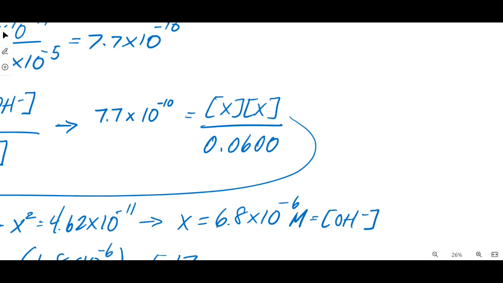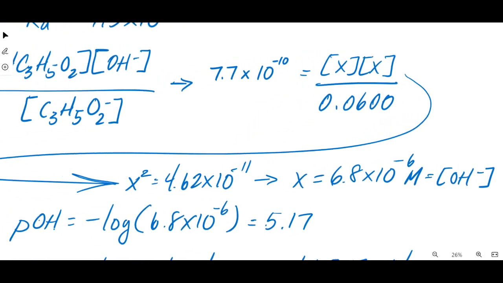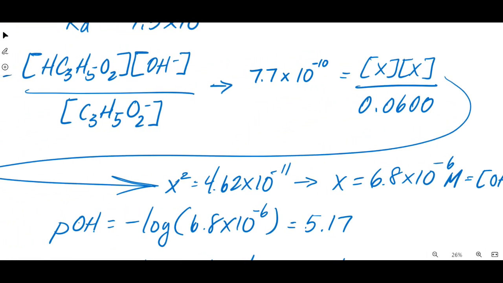Now remember, let's refocus. We're trying to find the pH here. So how do I go from a concentration of hydroxide to a pH? Well, I can find the pOH by taking the negative log of that OH concentration. And you can see I've done that and I find it to be 5.17.